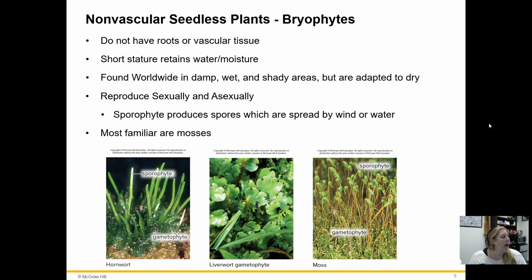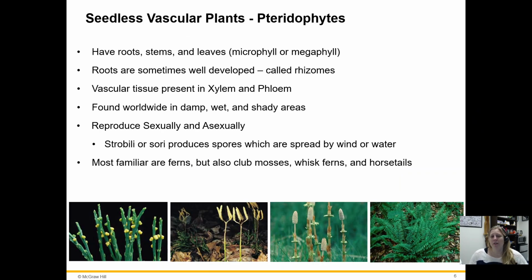Okay? After our bryophytes, we have something called our pteridophytes. For a very long time, this was the dominant life on the planet. We had fern trees, we had a lot of different fern allies in the whisk ferns, club mosses, and horsetails. But this is a very common group still today. Again, though, if I'm going to look for them, I'm looking for them in the same places that I find mosses. They really prefer damp, wet, shady areas.